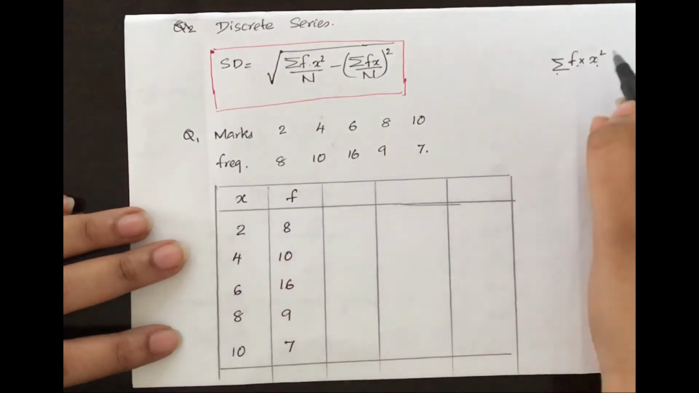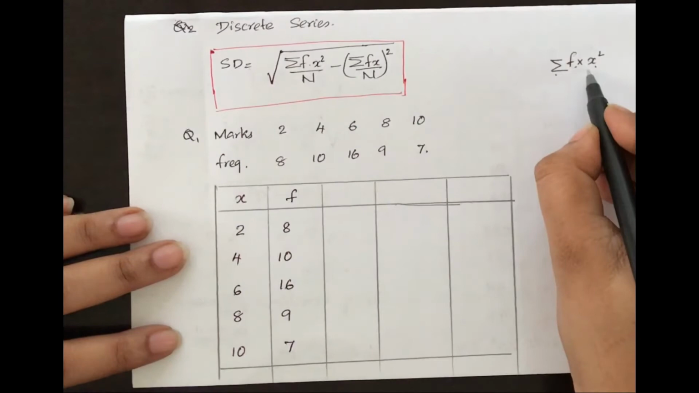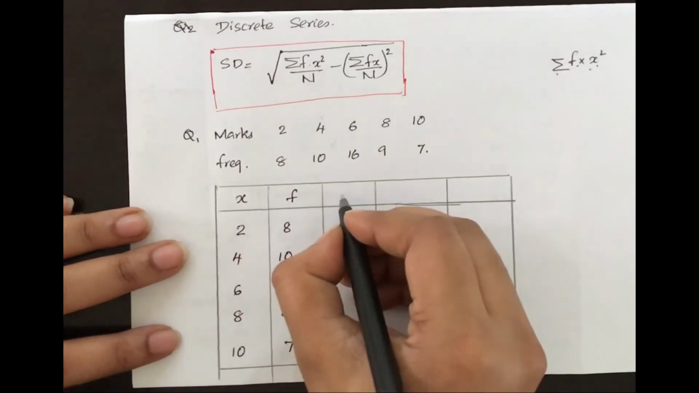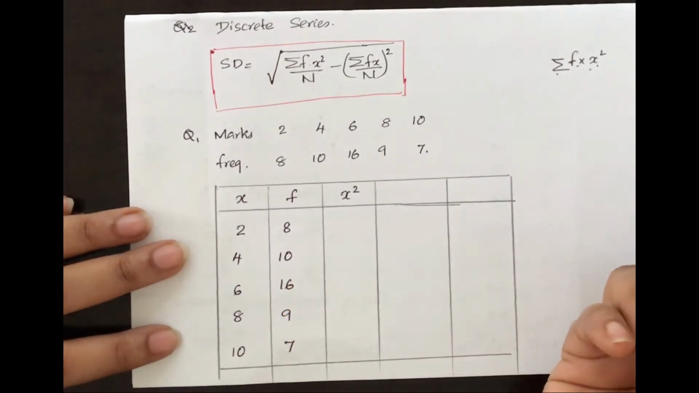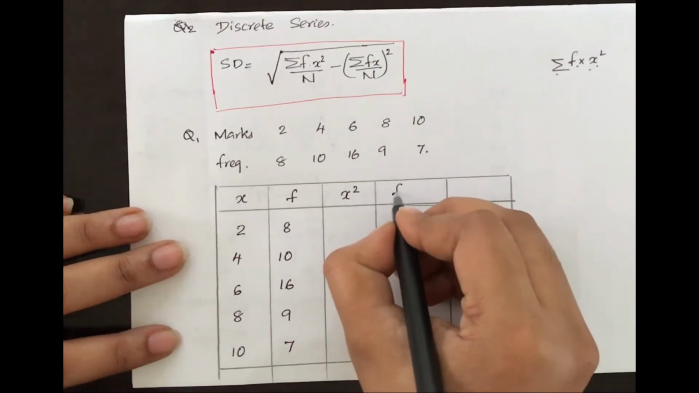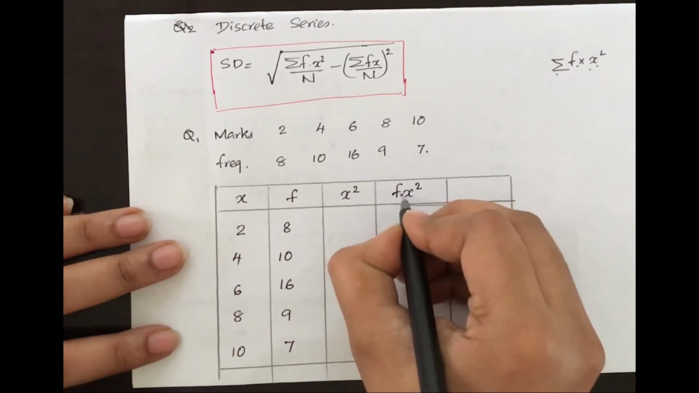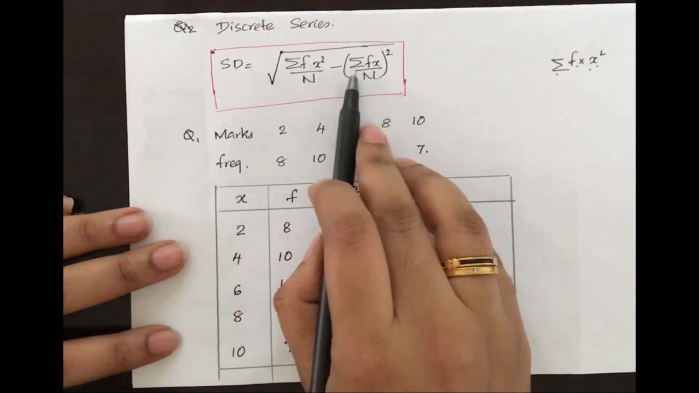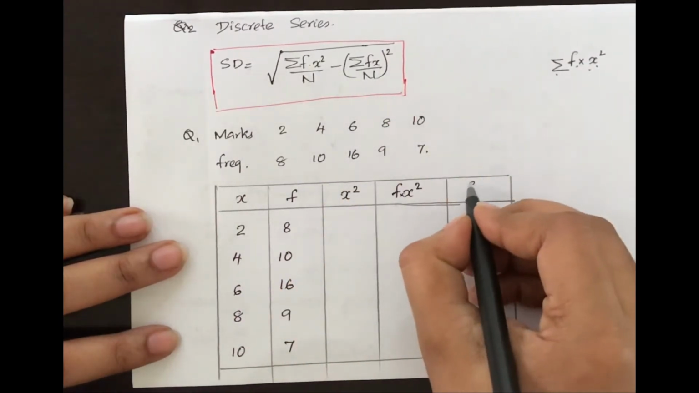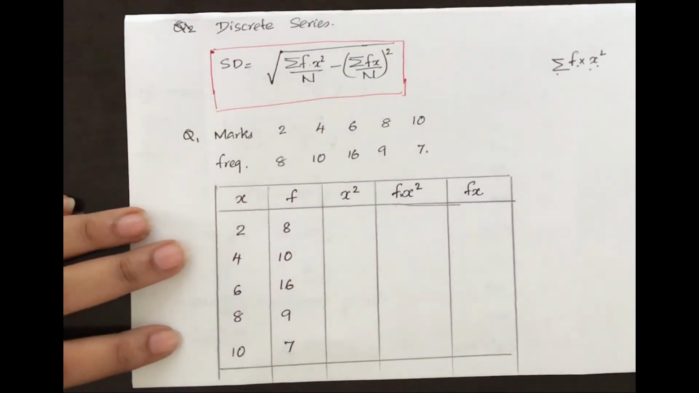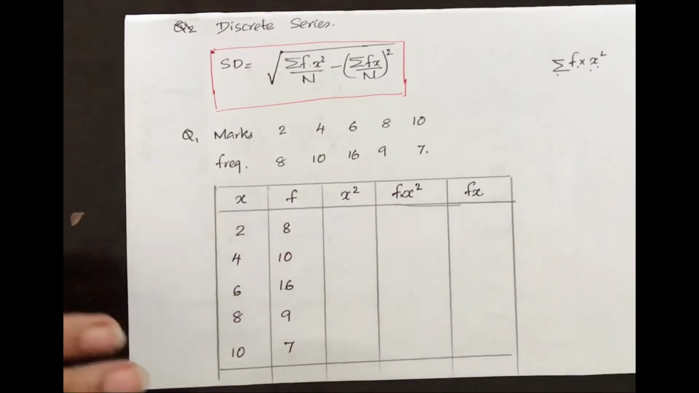So f is already here. We require x square also, and x is here, so the next column is x square. Then f into x square. This time we also need summation fx, so the fx column is also required. These are the column heads.